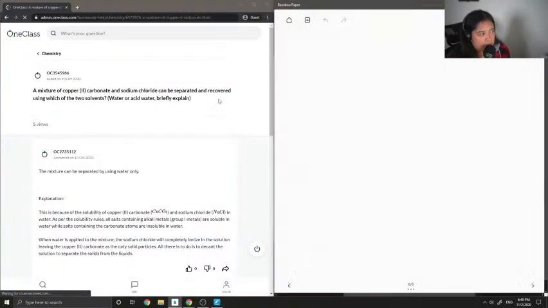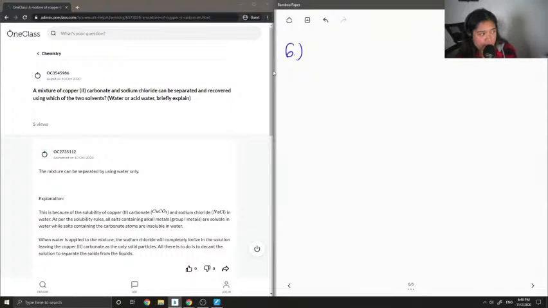Okay, so now let's move on to question number 6. A mixture of copper 2 carbonate and sodium chloride can be separated and recovered using which of the two solvents, water or acid water? Briefly explain. So this is similar to the first question where we want to find out if copper 2 carbonate or sodium chloride are soluble in water.